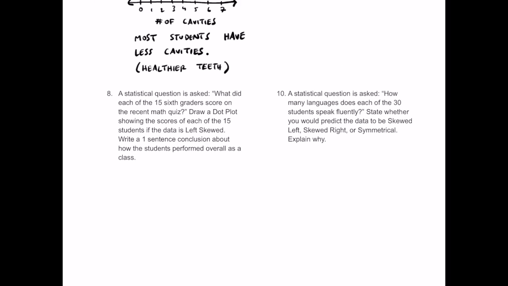Number 8, a statistical question is asked. What do each of the 15 sixth graders score on a recent math quiz? We're going to draw another dot plot of each of the 15 students. If the data is left skewed, we'll write one more sentence here. Okay, so there are 15 sixth graders, and they took a math quiz.